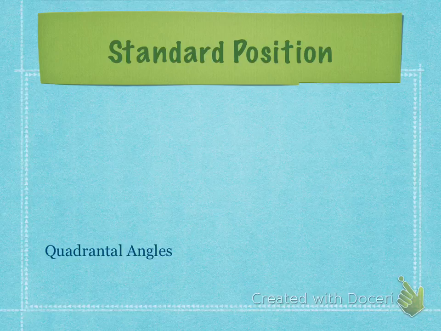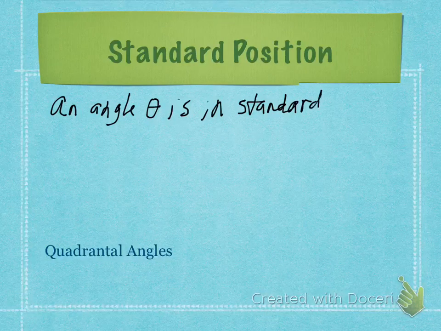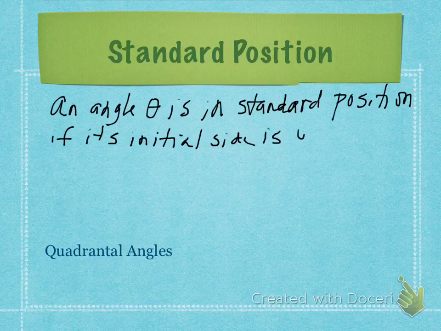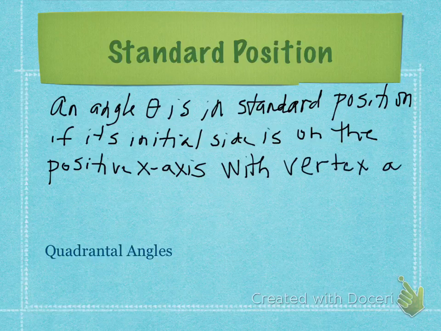Standard position. So an angle theta is in standard position if its initial side is on the positive x-axis, with vertex at 0, 0, or you can say at vertex at the origin. Now I want to draw a picture of this, and then we'll talk about what quadrantal means.